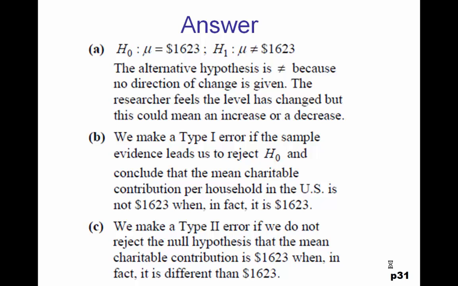If you make a type 1 error, the sample evidence would lead you to reject the null hypothesis and conclude that the mean charitable contribution per household in the U.S. is not $1,623, when in fact it actually is $1,623. You would make a type 2 error if you do not reject the null hypothesis that the mean charitable contribution is $1,623, when in fact it is different than $1,623.